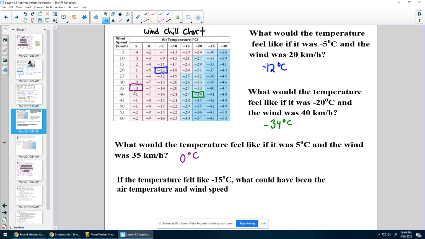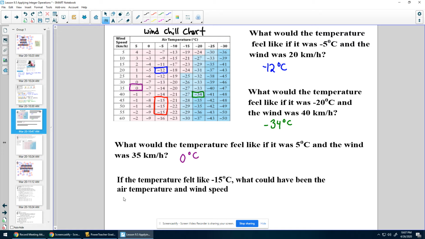So if the temperature felt like this, and I'm looking at the chart, we can see there are 3 different -15s. So what could have been the air temperature? Now we need to look and go backwards from our air temperature to find our values.